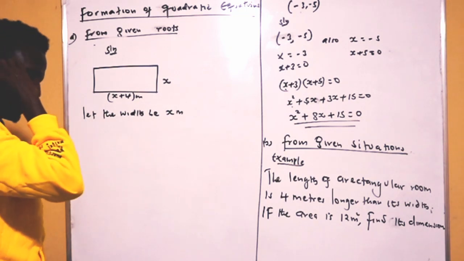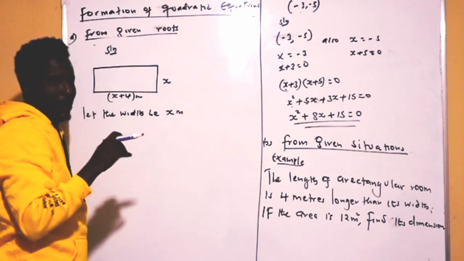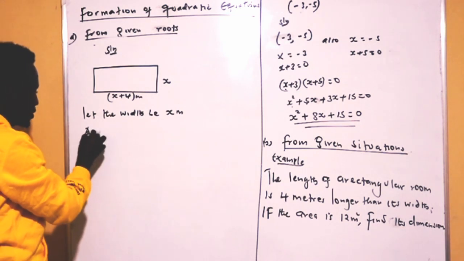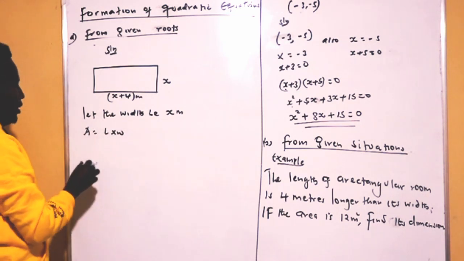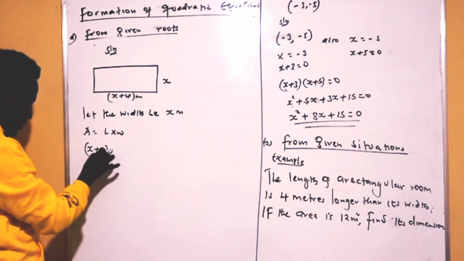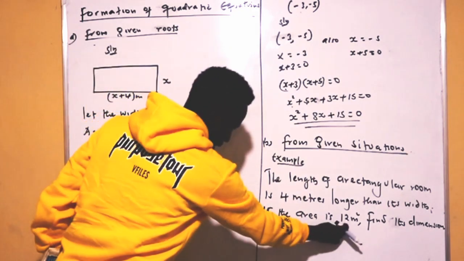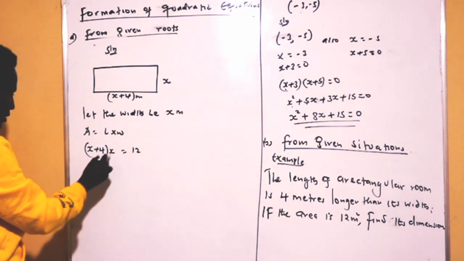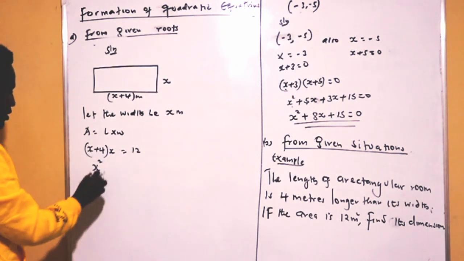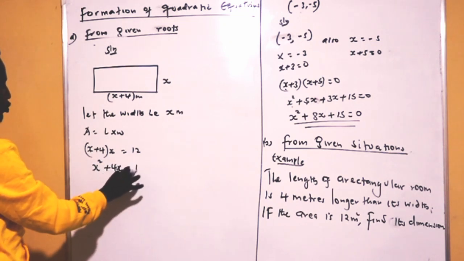But remember, right from primary class 6, we have been learning area. We say the area of a rectangle is gotten by length times width. So area A is equal to L times W. Then we're going to say (x plus 4) into x, L times W, is equal to the area, which is given here as 12 meters squared. Then let's solve this one. Open this bracket: it will be x squared, because x times x is x squared, plus 4 times x is 4x, is equal to 12.